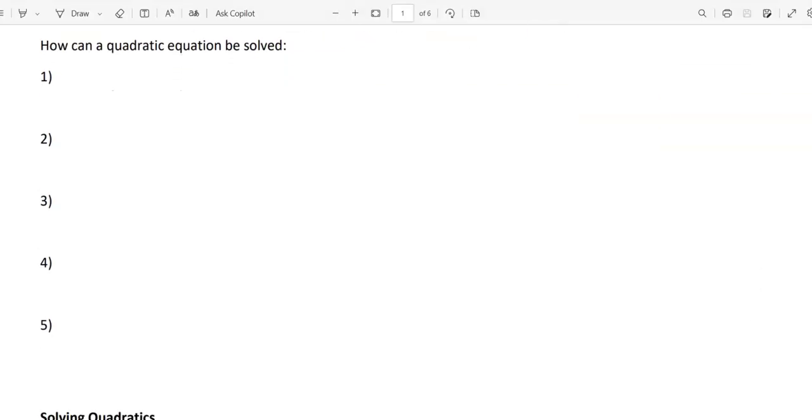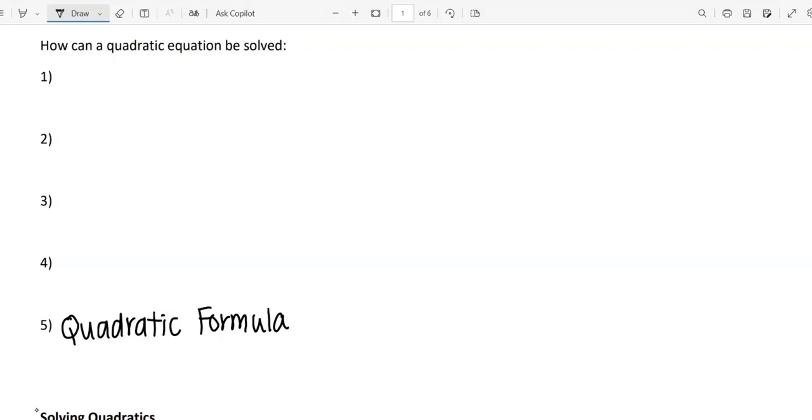How can we solve a quadratic? Give me all the methods. Quadratic formula, that was learned yesterday. I'm going to put these in order of the way that we learned them. So number 5, quadratic formula. Remember, the pro of quadratic formula is that it always works. The con is that it can be messy.